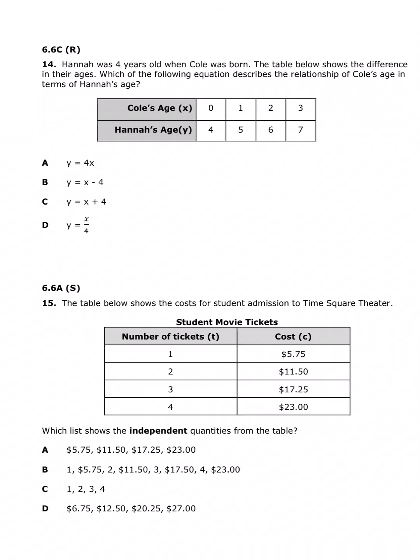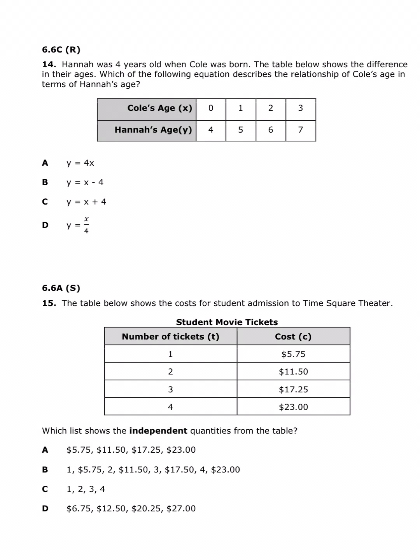Number 14. Hannah was 4 years old when Cole was born. The table below shows the difference in their ages. Which of the following equations describes the relationship of Cole's age in terms of Hannah's age? Cole's age x, Hannah's age y. A, y equals 4x. B, y equals x minus 4. C, y equals x plus 4. D, y equals x over 4.